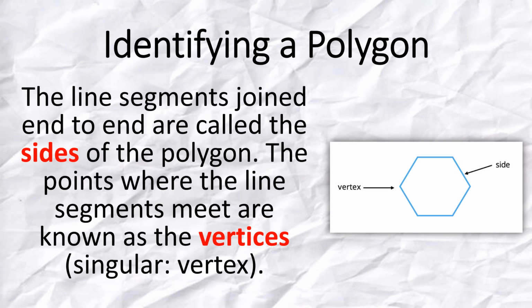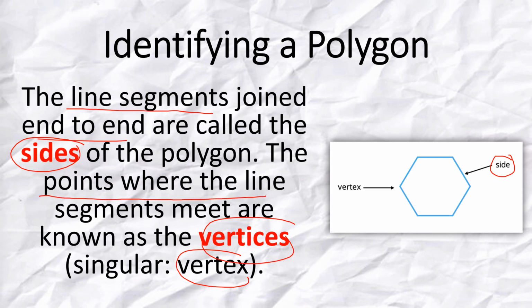A polygon has two parts. The one is the side, and the other one is the vertex, or vertices when it's plural. What is a side? A side of a polygon, as you can see here in our right image, is a line segment joined end to end. While vertices, or vertex, are the points where the line segments meet together. So as you can see here, this is your vertex, this is your vertex, your vertex, your vertex, your vertex, and another vertex. And for each vertex, there are line segments that are connected to each other.